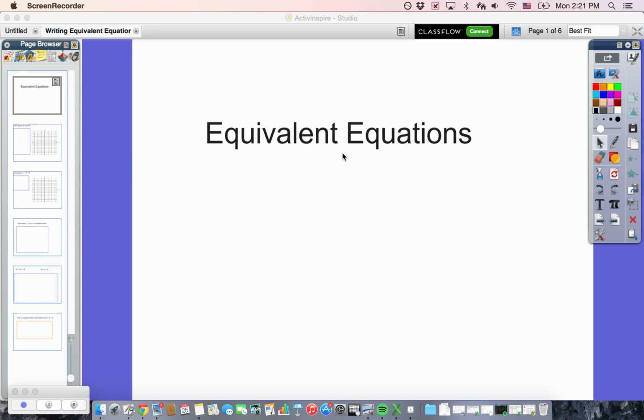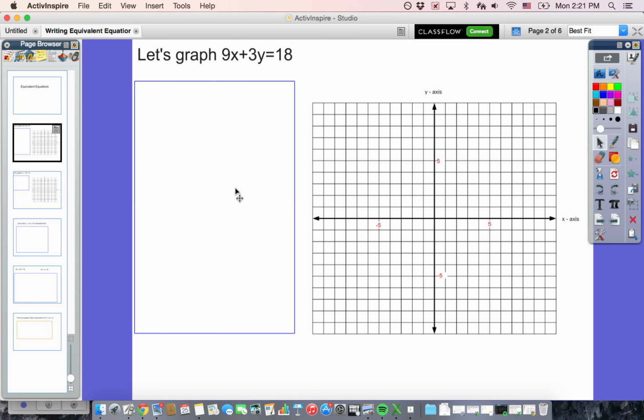Okay, so today we're going to talk about equivalent equations. First we're going to look at a few examples and then decide what equivalent equations are. So first, let's graph 9x plus 3y equals 18.